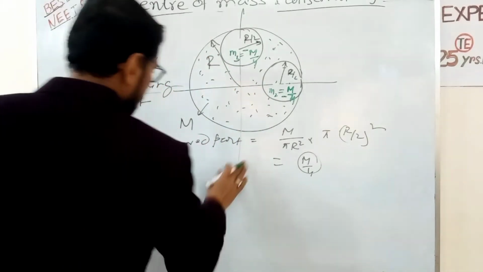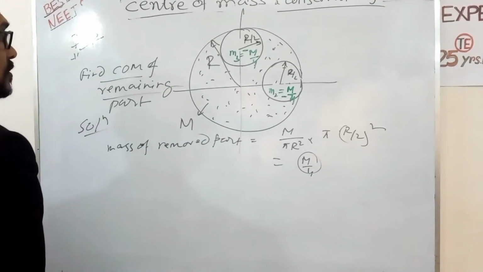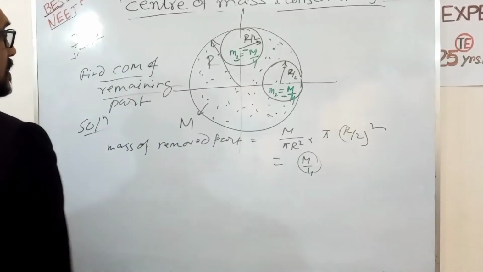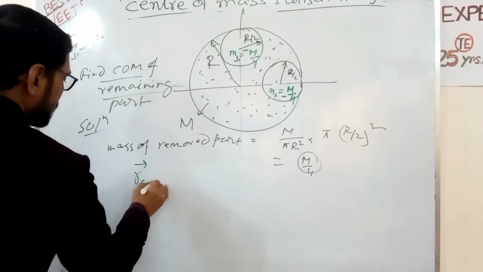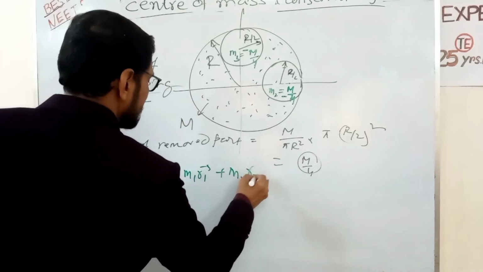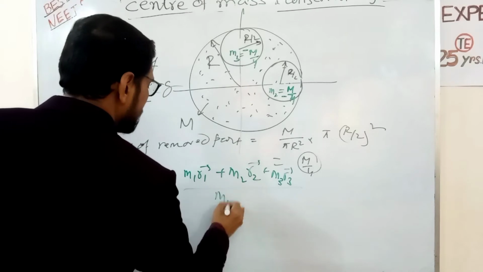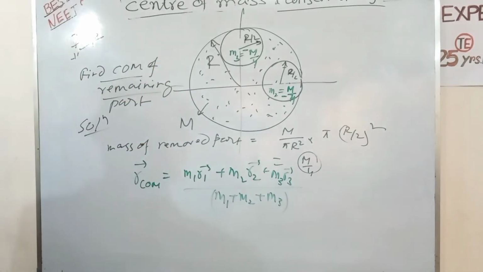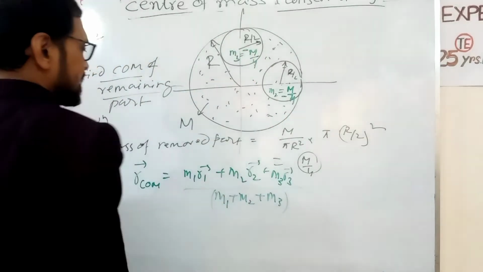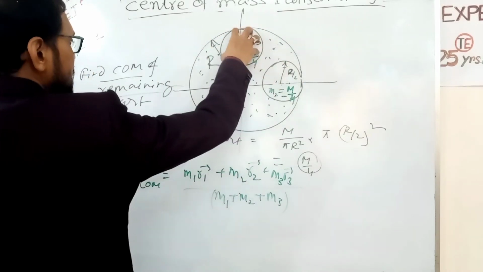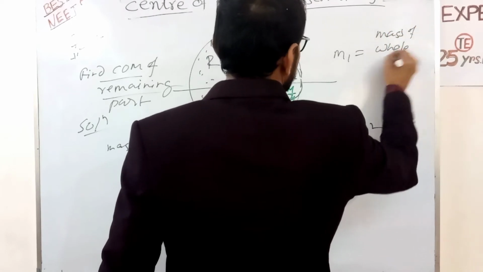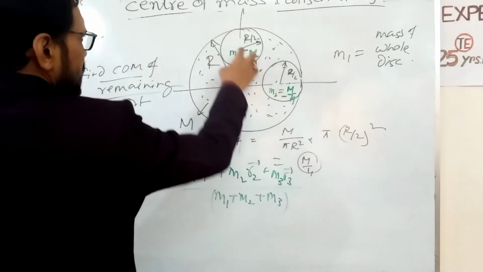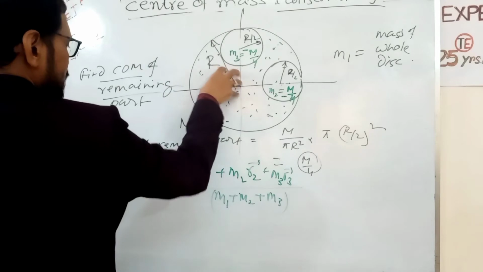Here two masses are removed from two different positions, so we apply the position vector formula: r com equal to m1 r1 plus m2 r2 plus m3 r3, divided by the total mass m1 plus m2 plus m3. We apply this because two parts are removed from two different positions. Now we take m2 and m3 as negative masses, and consider m1 equal to the mass of the whole disc. Then m1, m2, m3 make the remaining part.